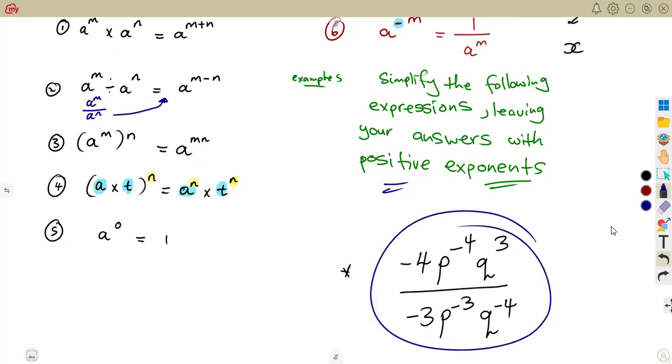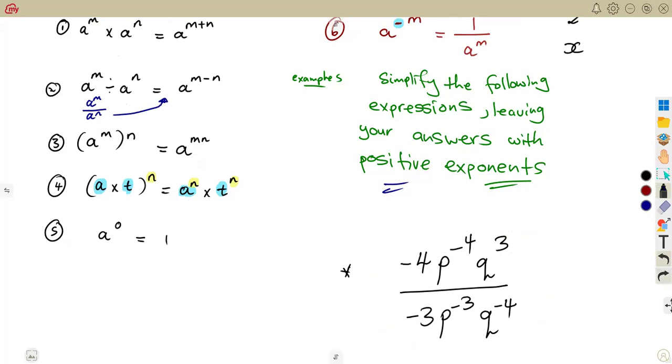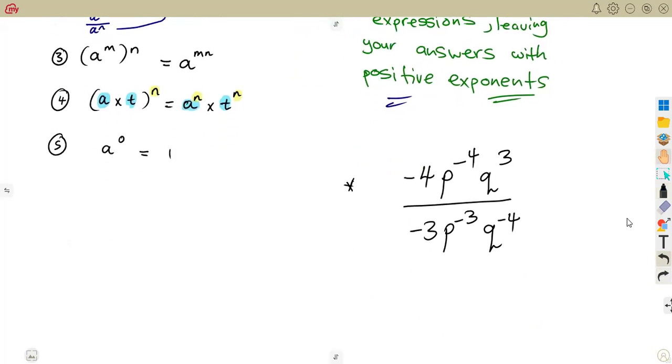So let's start with the numbers. This is what we have. We're going to start with the numbers. So this is equal to, we divide these numbers on their own, -4 and -3. So take note, guys, definitely the negative is going to cancel. 4 over 3, we cannot divide this, it's just going to remain as what? 4 over 3. Just leave it like that.